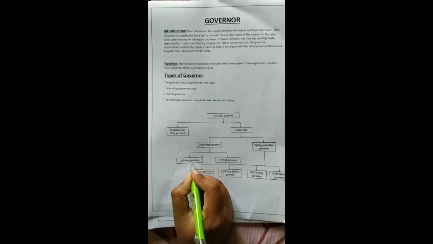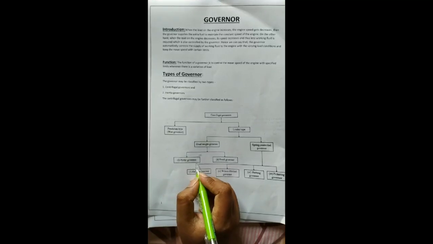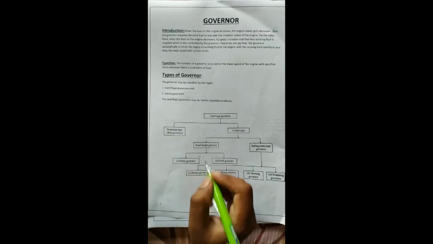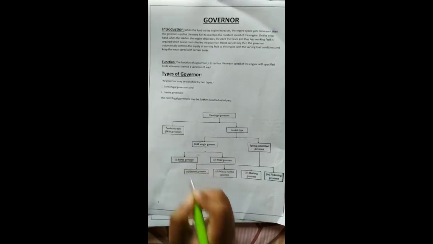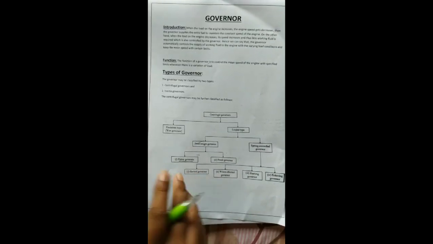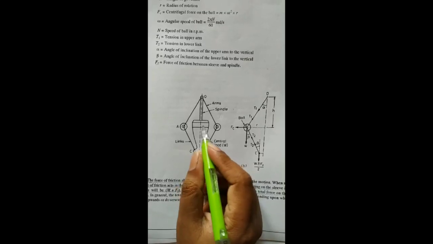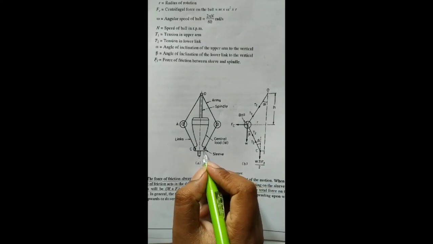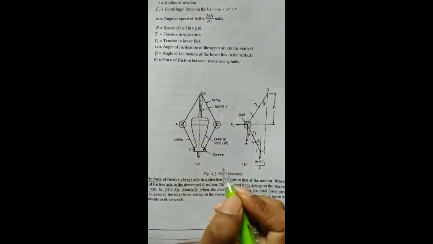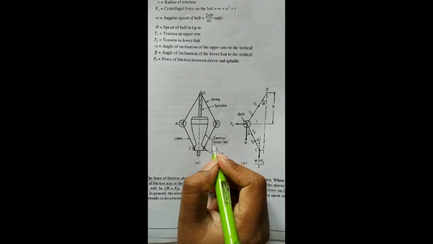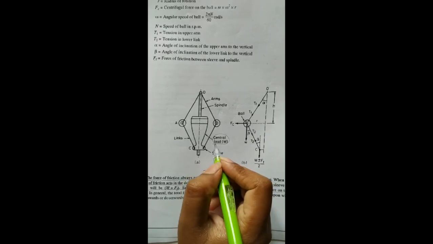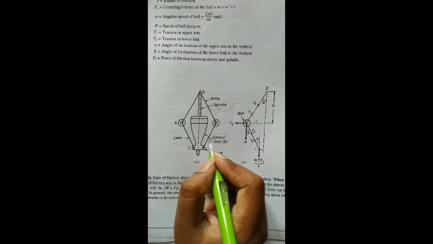Next is your Porter governor. So what is a Porter governor? Porter governor is a dead weight type of governor. So we are seeing this as your Porter governor. Here we have a central load. This is known as your central load, and this is your same sleeve, link, arm and spindle. This is a dead weight type of governor, so this is your dead weight.